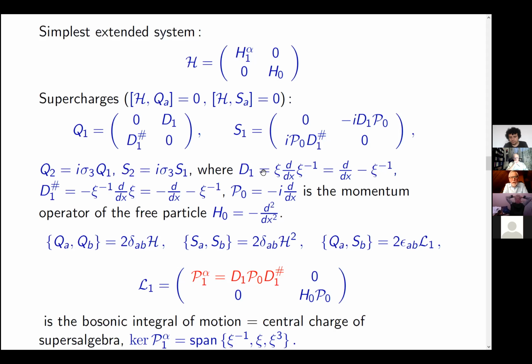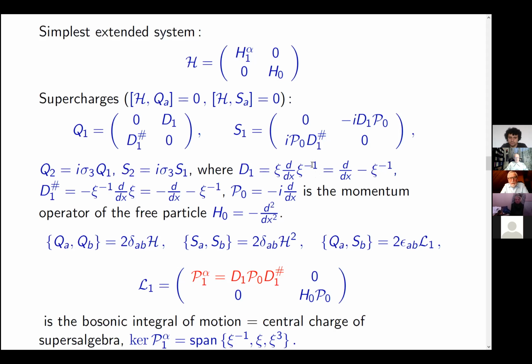One pair of supercharges is constructed by using the following Darboux intertwining or Darboux generating operator, which is nothing else than the operator that annihilates the function psi, which is a non-physical eigenstate of zero value of the free particle.